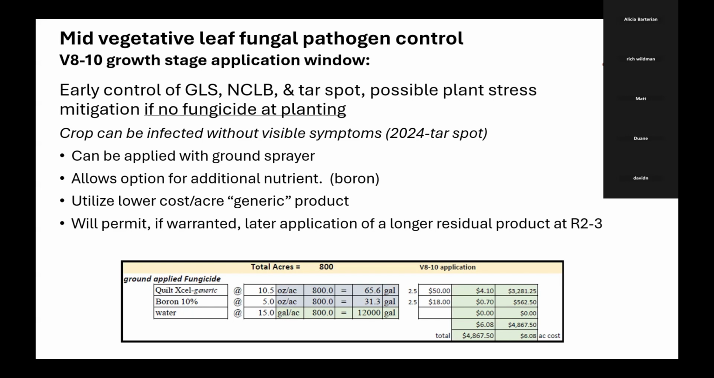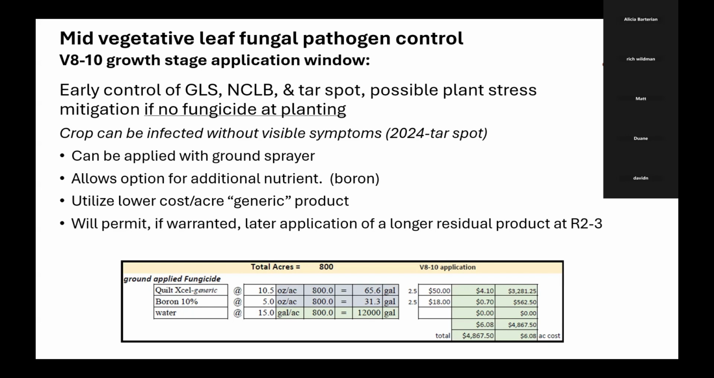I would look at this if we skip fungicide at plant and don't want to deal with it. This is a good option to come in and make an application. One thing I italicized on this next line: when we look at last year, when we had tar spot, it came in about the first half of July and started popping up all over.